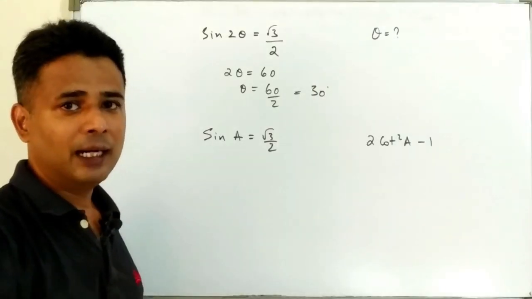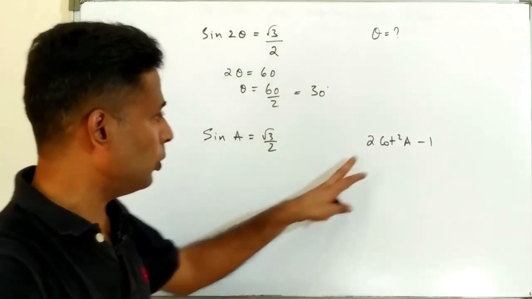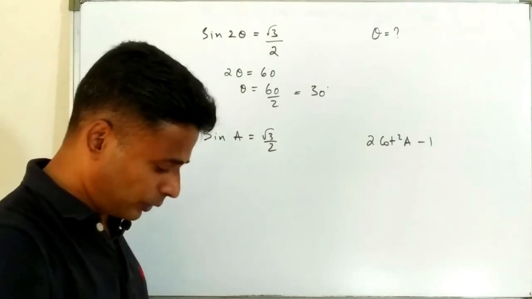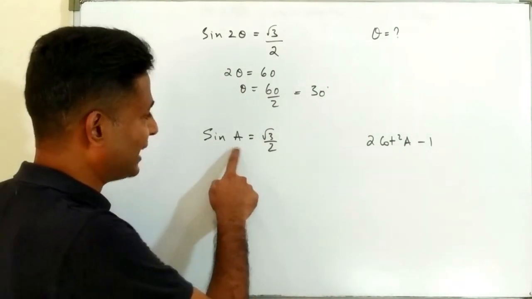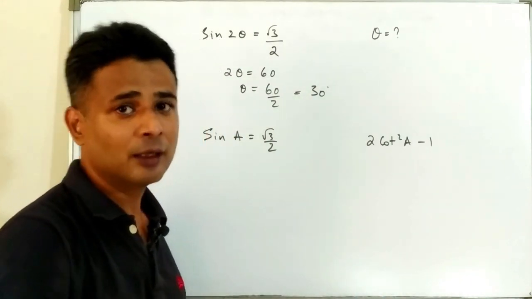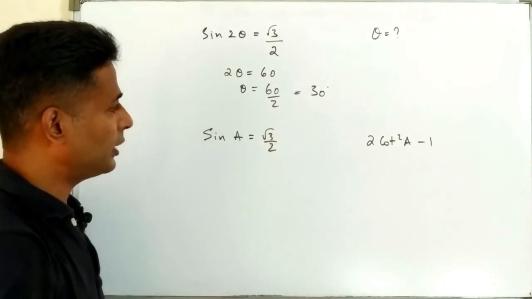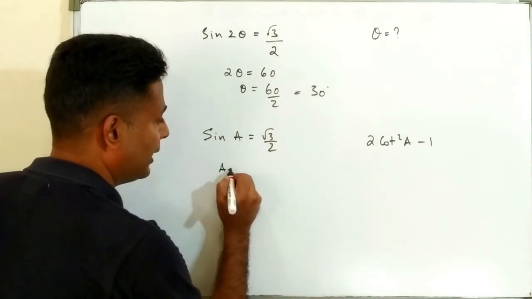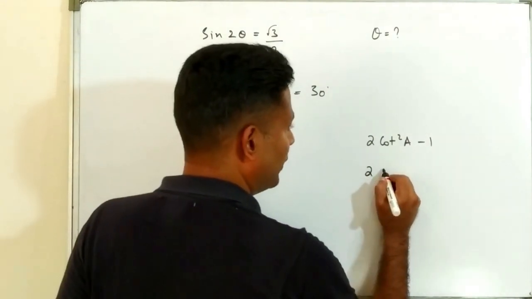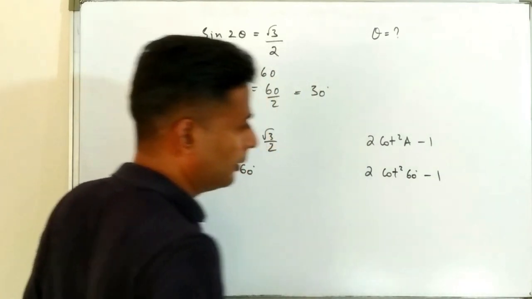Alright. Now the second question they had given us was sine a equal to root 3 by 2. Find the value of 2 cot square a minus 1. Now there are two ways you can do it. The long way would have been, you know sine a, you would have drawn the triangle, found all three sides, then substituted over here. But since we have learned special angles, sine a is root 3 by 2, which means a is equal to 60 degrees. So here all we have to do is substitute 60 degrees instead of a.